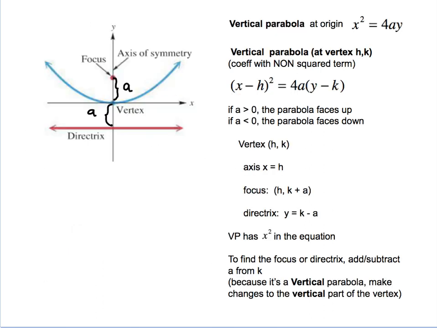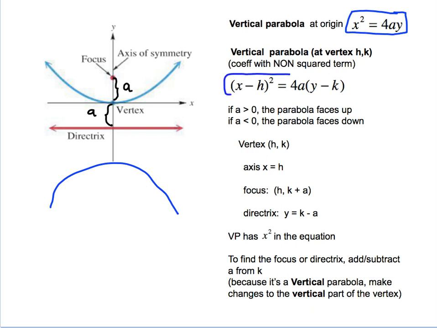So let's look at some equations here. Here's the same picture right over there. This is what I call a vertical parabola because it is facing up. There are parabolas that face down. That is still considered a vertical parabola. We'll talk about the sideways parabolas in a little bit. The vertical parabola at the origin has this standard form: x squared equals 4ay. The vertical parabola where you've got it at vertex (h, k) is this form right here.